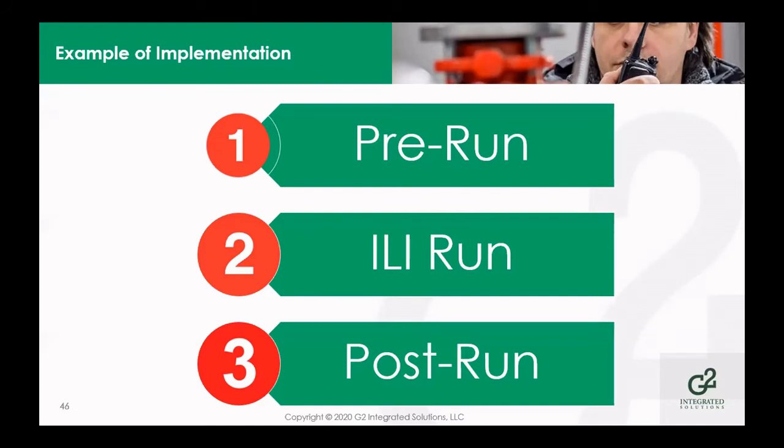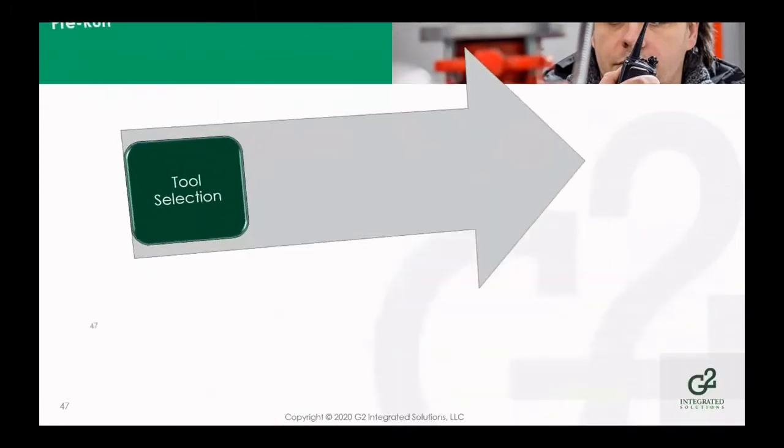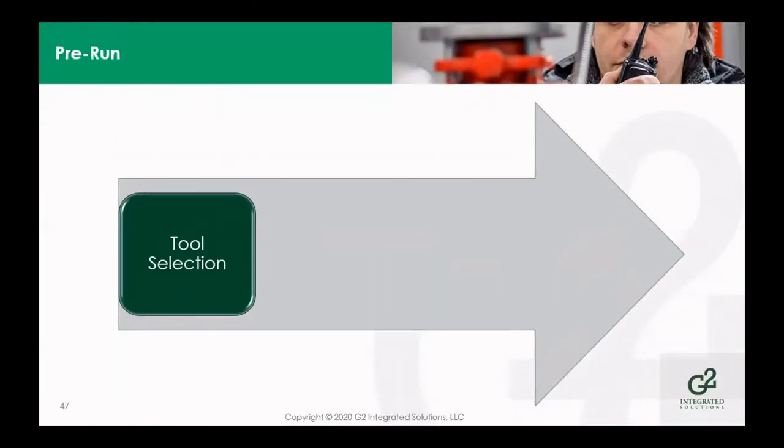It consists of 10 checkpoints divided into 3 parts. These 3 parts, the pre-run, the inline inspection run, and the post-run, consider all aspects of the inline inspection run. So let's get started with the tool selection. And what are the documents that you're going to require in order to keep this process traceable?